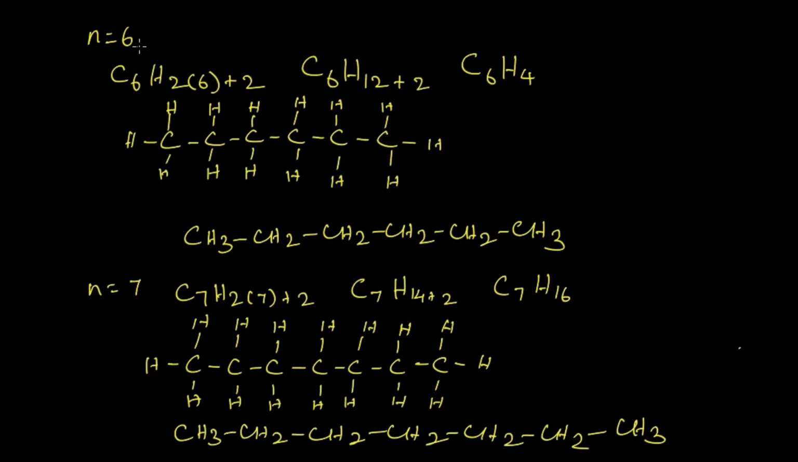Now substitute n equals 6. So C6H(2×6+2), C6H12 plus 2, C6H14. Okay, C6H14, and you just write the skeletal structure, CH3, CH2, CH2, CH2, CH2, CH3. Now n equals 7.